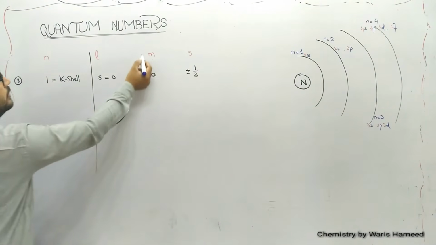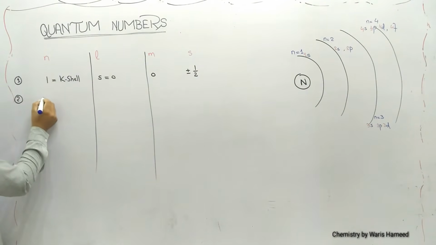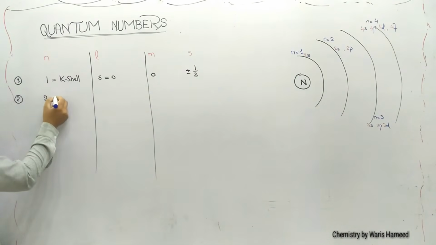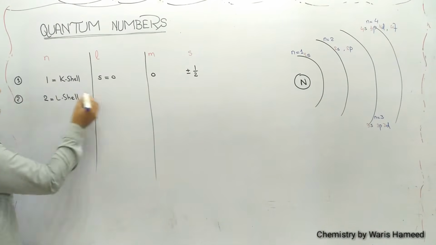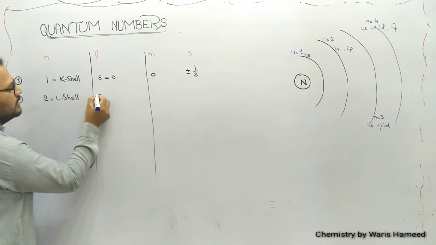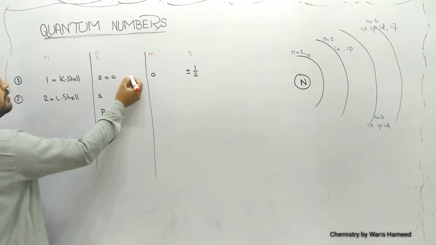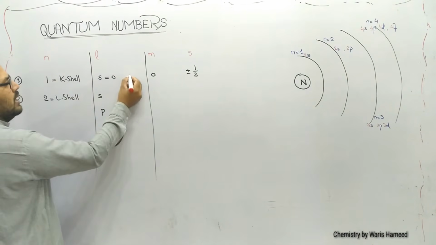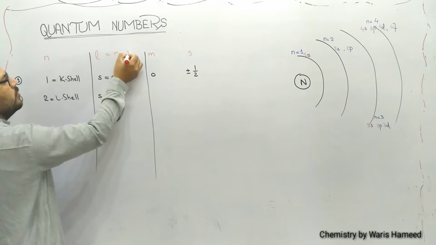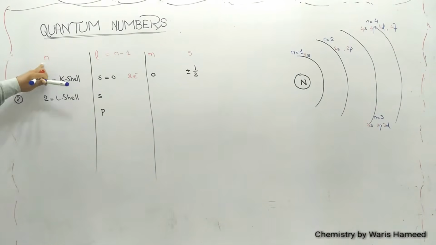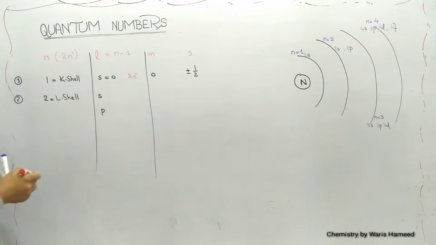If n is equal to 2, then it will be the L shell. It will have s and p. Here I should also write about the number of electrons. It can carry 2 electrons, and its formula is n minus 1. We can calculate the number of electrons in shell n by the use of 2n square.